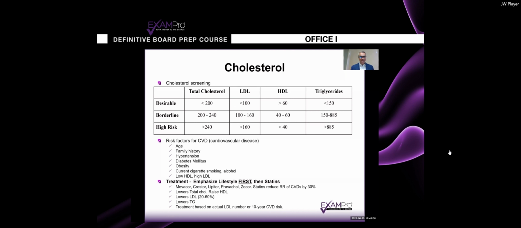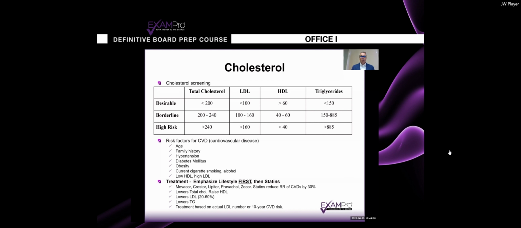So with that in mind, cholesterol is one of these, and there are a few key points I want you to know about cholesterol. You should know what the components are of a standard lipid panel. They are listed here: total cholesterol, LDL, HDL, etc. You should know what the normal cutoff is, and that's listed here as well. And you should realize that cholesterol is just one of several risk factors for cardiovascular disease.